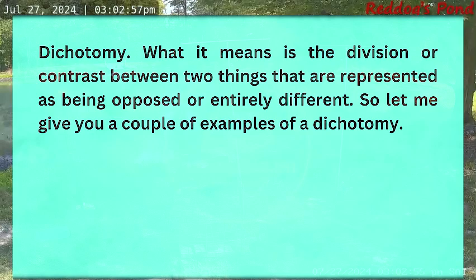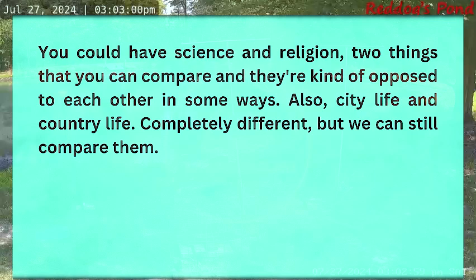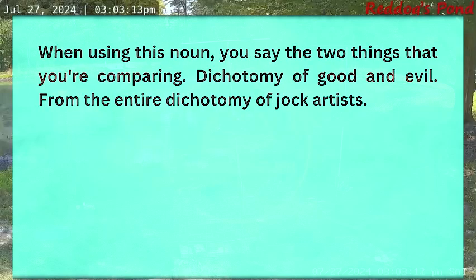So let me give you a couple of examples of a dichotomy. You could have science and religion, two things that you can compare, and they're kind of opposed to each other in some ways. Also, city life and country life. Completely different, but we can still compare them. When using this noun, you say the two things that you're comparing.